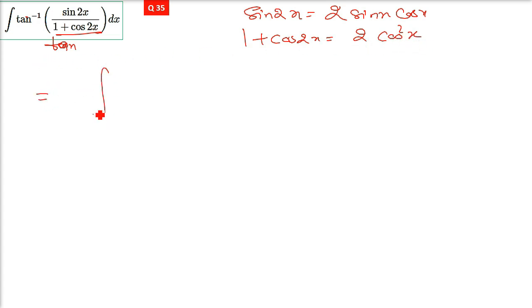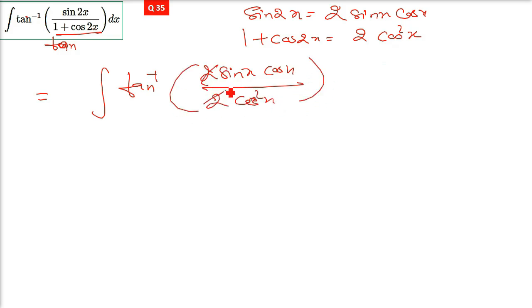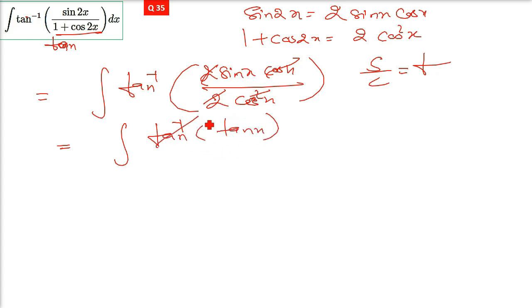How? See here. Tan inverse we have; in place of sin 2x I am writing 2 sin x cos x, and in place of 1 plus cos 2x I am writing 2 cos square x. Now you see here, 2 gets cancelled, 1 cos gets cancelled, sin x by cos x is tan x only. Sin by cos is tan, so we wanted that only. So this is tan inverse of tan x. Tan gets cancelled with tan inverse, and you have x inside.